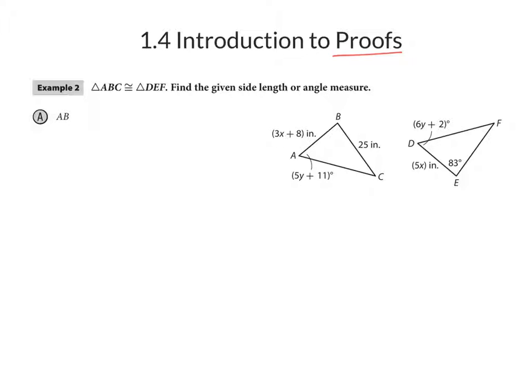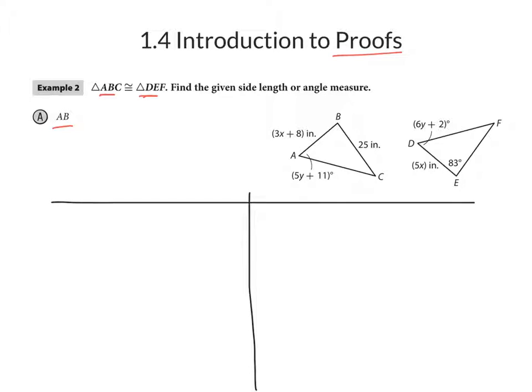So let's go ahead and look at an example that you all know how to do. We've actually done this example already before. It says the two triangles are congruent and asks us to find AB. And you all know if we're going to do that, we have to figure out what AB is congruent to, and that is DE.